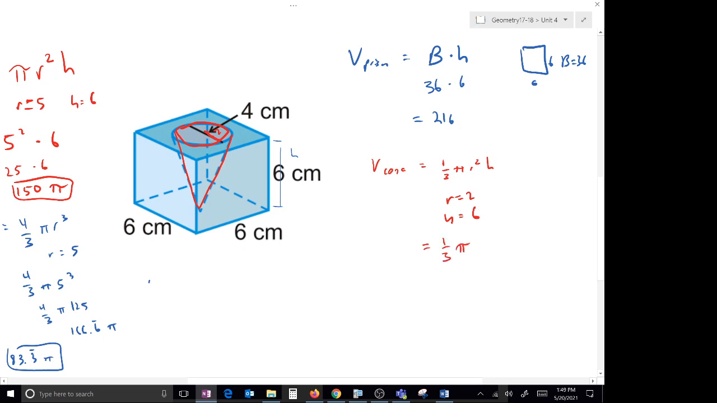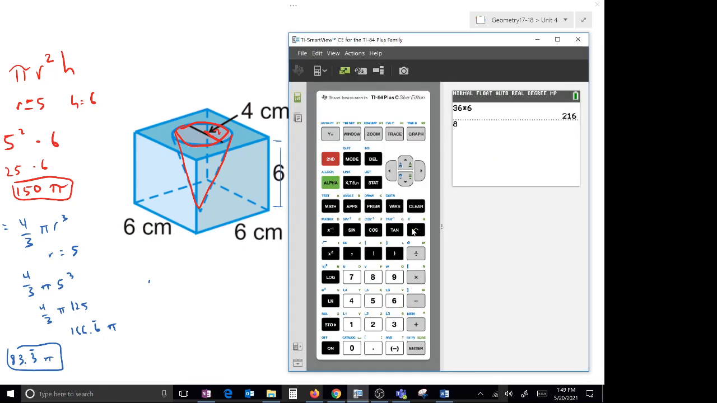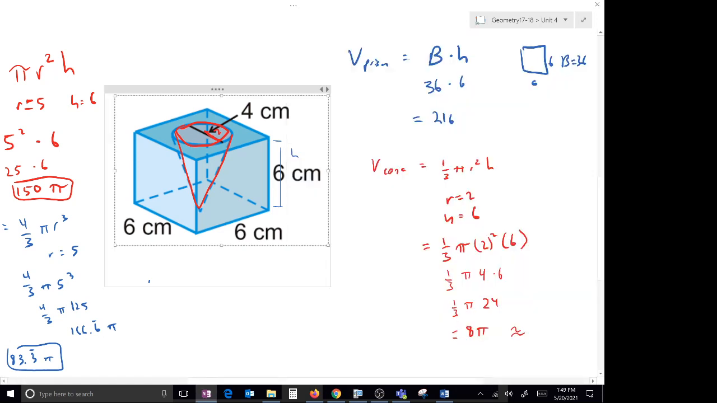1/3 pi times 2 squared times 6. Alright, so working that out, that's going to be 4 times 6, which is 24, so 1/3 pi times 24, or 8 pi. 24 divided by 3 is 8, so 8 pi is our exact answer. Our approximate answer would be 25.1.